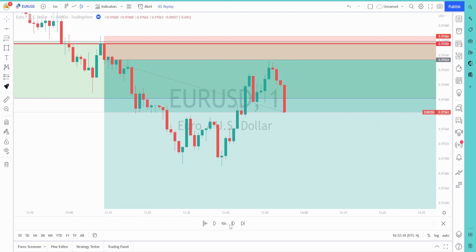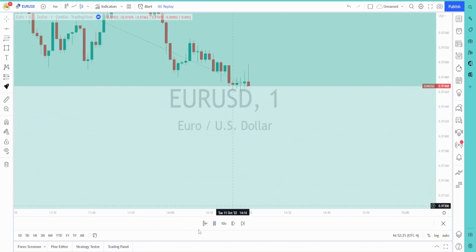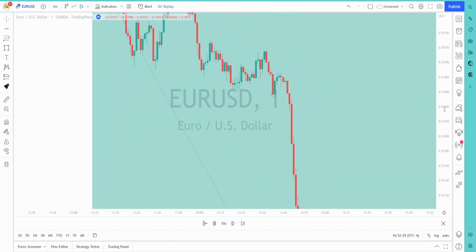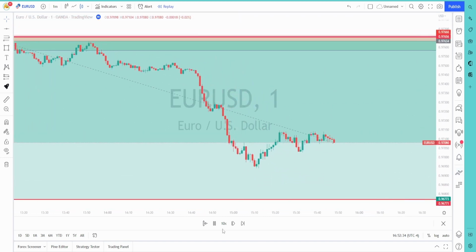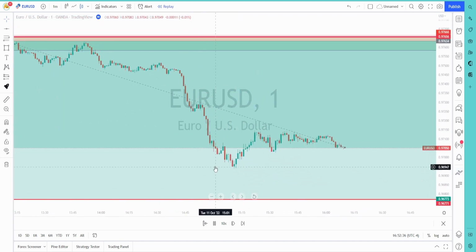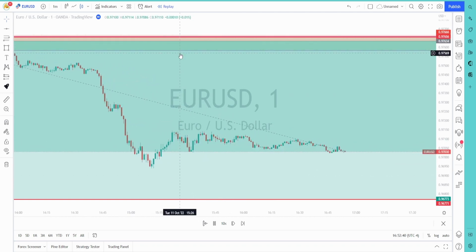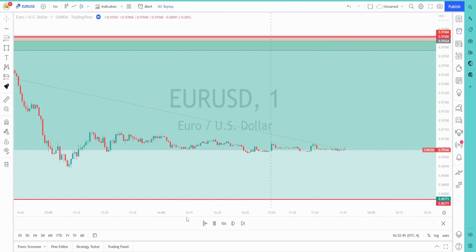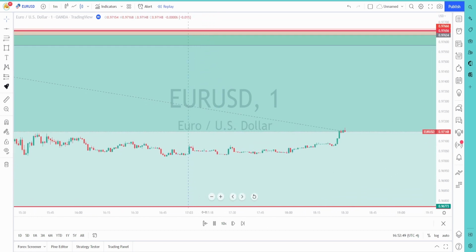And now you would have been targeting the low. And this is going to take time to play out. You can see that price did drop quite a ways. And it came close. And you could have moved your stop loss to break even. You could have taken partials if you want. This is entirely up to you. You have to decide what's going to work best for you.